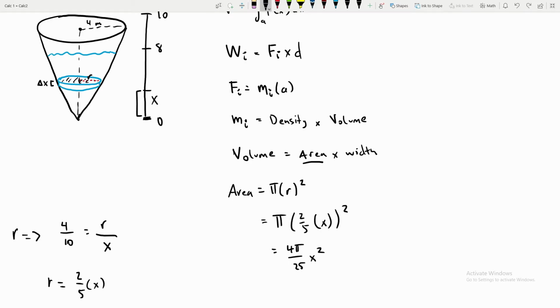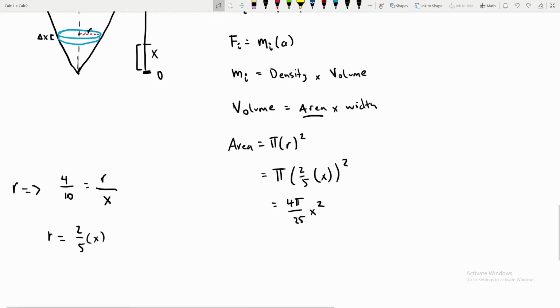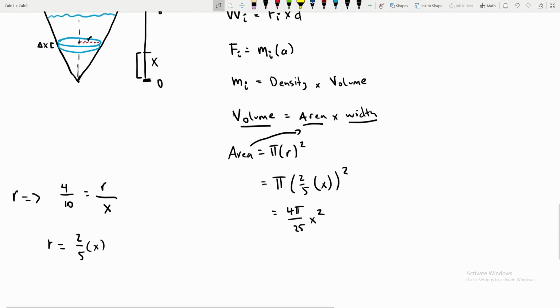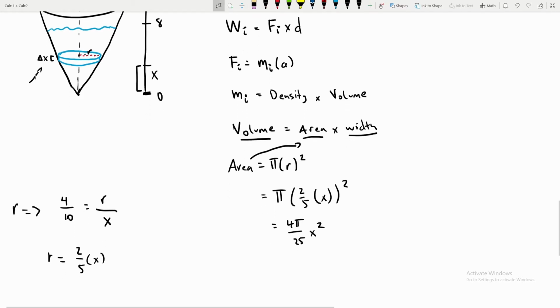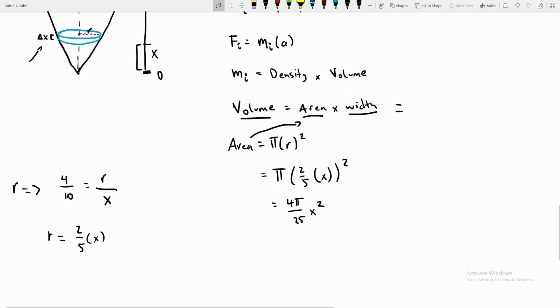But now, what is the volume of that ith layer? Well, if we look over here, we figured out the area, and all that's left to do is to figure out the width, or the height of this little cylinder over here. And as you can see, I've already labeled it as delta x, so it's pretty obvious that the volume is going to equal 4pi/25 x squared delta x.